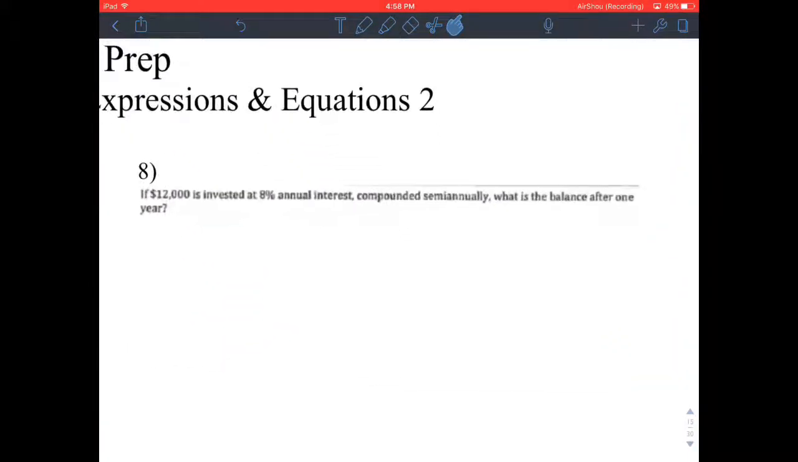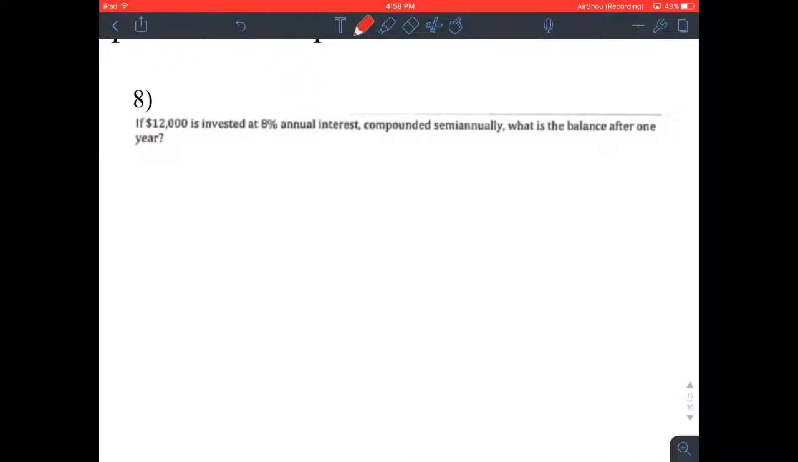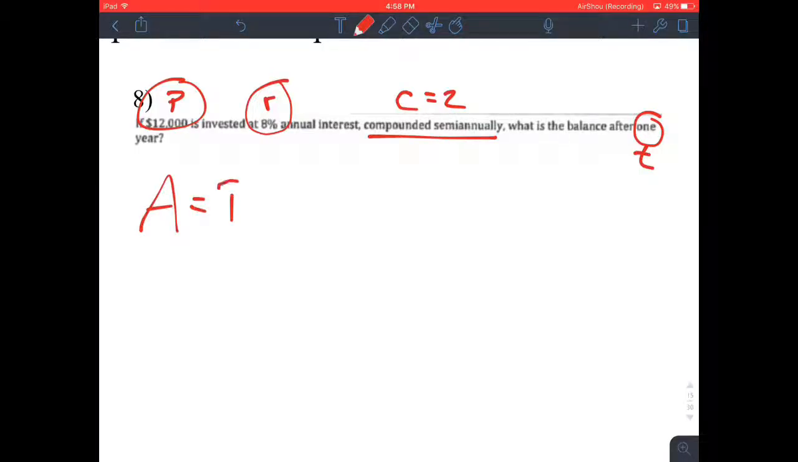Number 8. If $12,000 is invested at 8% annual interest, compounded semi-annually, what's the balance after 1 year? So P is 12,000, R is 8%. Semi-annually means 2 times in a year, so C is 2. What's the balance after 1 year? So that's T. So this is pretty explicit what we're supposed to do. Get this formula. Doesn't matter the order that the C and the T are in.